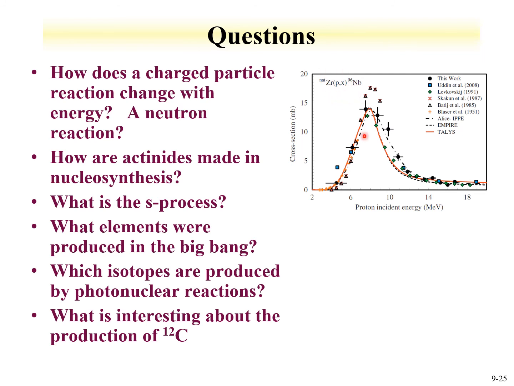So an example with what we showed earlier, a proton on natural zirconium forming niobium-96. And the reason we get the decrease is that as we increase the energy, the compound nucleus starts liberating more neutrons. So what happens is as we increase in energy, we tend to make product nuclei that are lower in A.